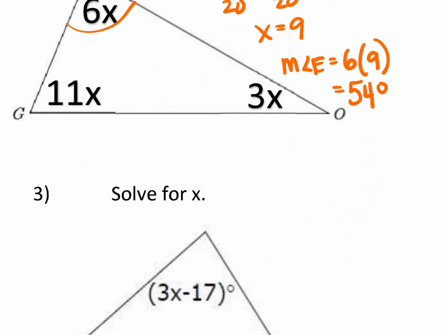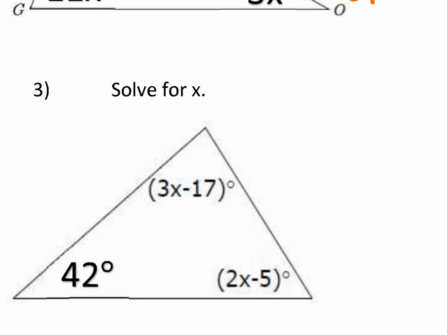Number 3, we're going to solve for x. So again, the same idea, all the angles of a triangle equal 180. So I'm going to take 3x, and let me switch over to drawing, get a little smaller pen. Okay, let's see if this works. So I've got 3x minus 17 plus 2x minus 5 plus 42 equals 180.